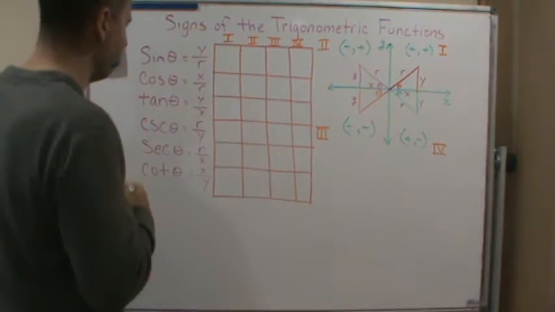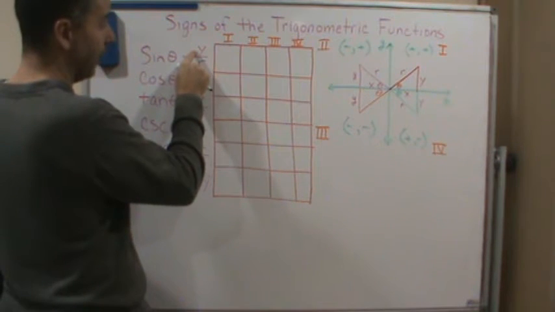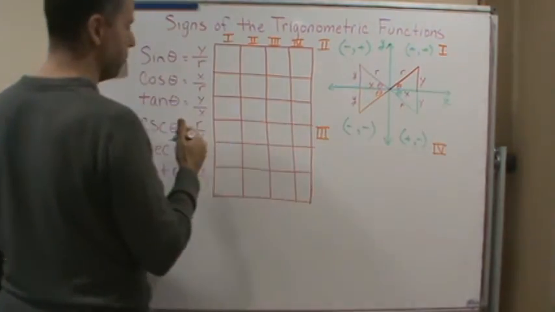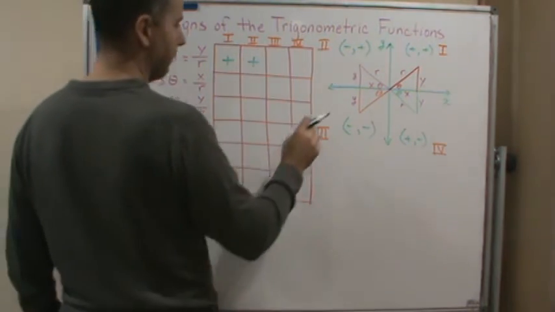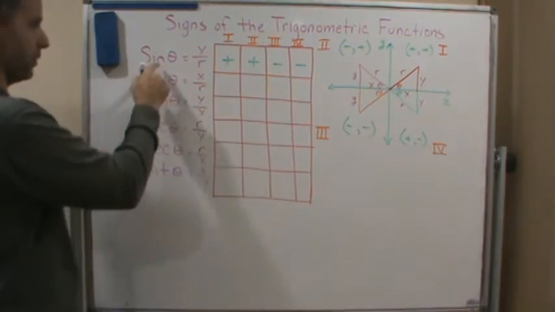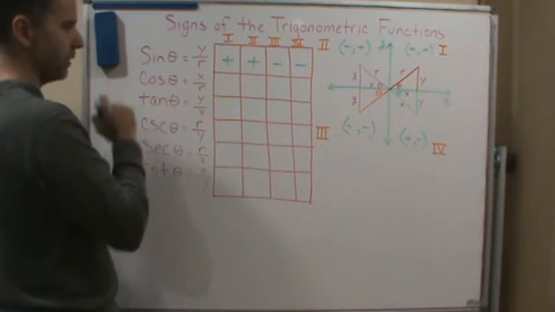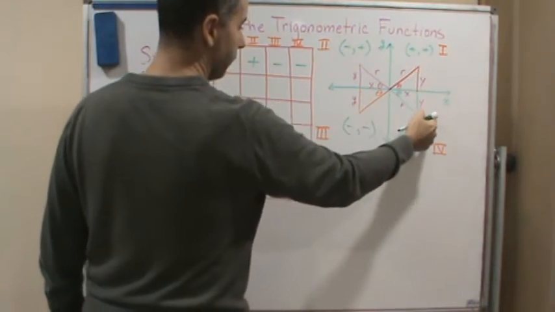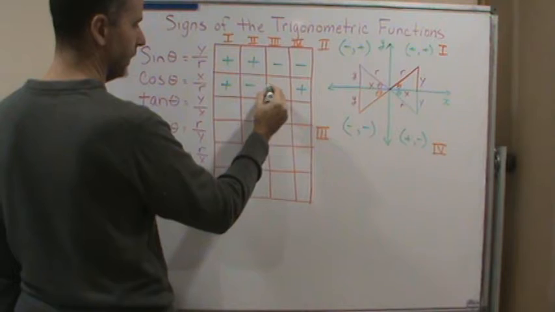Now, based on these facts, I can fill in this table. For sine, r is always positive, so when is y positive? Y is positive in the first and second quadrants, so those are going to be plus, plus. And y is negative in the third and fourth quadrants, so it's going to be negative, negative for sine. What about cosine? Cosine is x over r. Since r is always positive, we have to look at the sign of x. X is positive in the first and fourth quadrants, so that's plus, and it's negative in the other two.